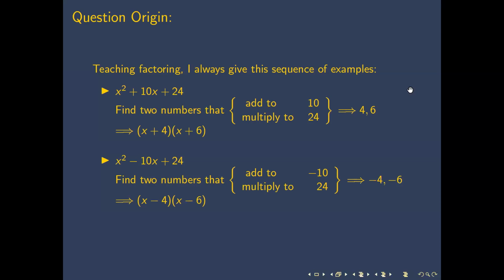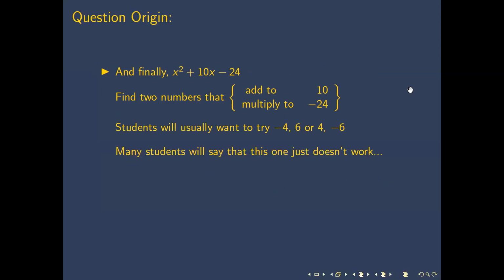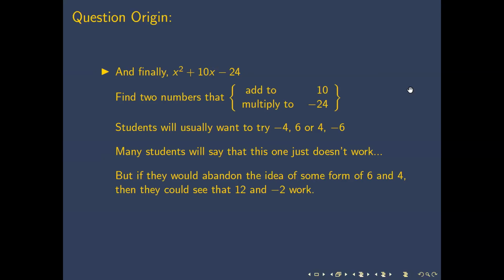And then I say, well, what if this time I change, instead of the 10, change the 24? And most students at this point are going to try to use -4 and 6 or 4 and -6 or something, and those add up to 2 or -2. So they'll say this one doesn't work. I mean, they'll throw their hands up in the air and say, doesn't matter what combination of pluses and minuses you try, you're not going to get it to add up to 10. Of course, the right thing to do is to forget about 4 and 6, and then you can see that there are other numbers, namely 12 and -2, that work.